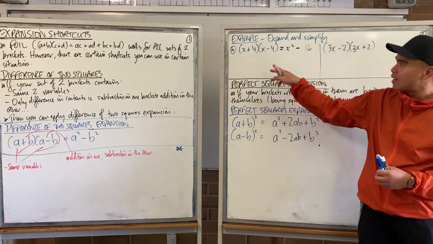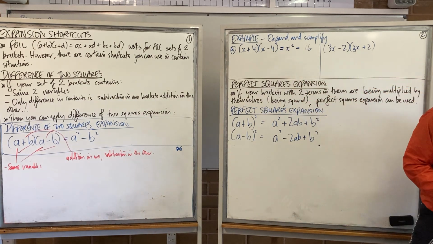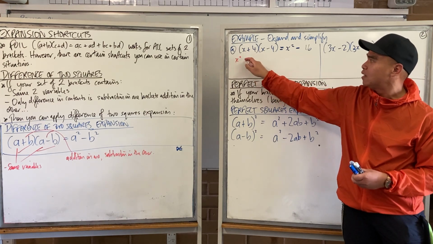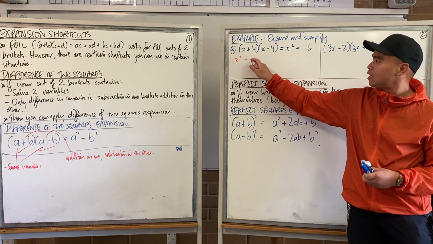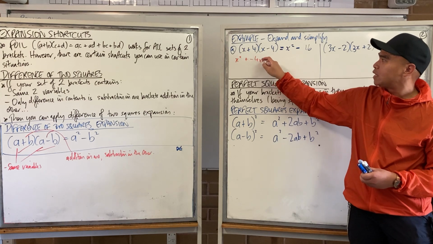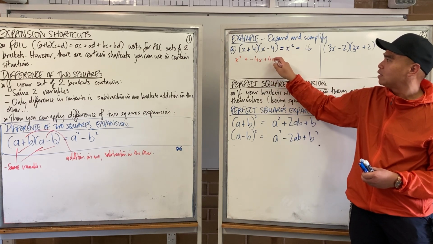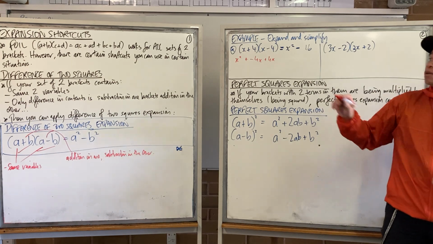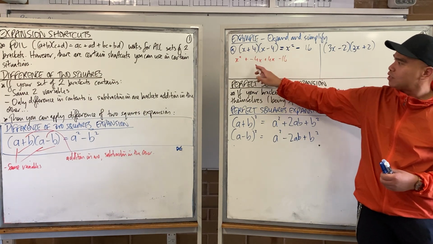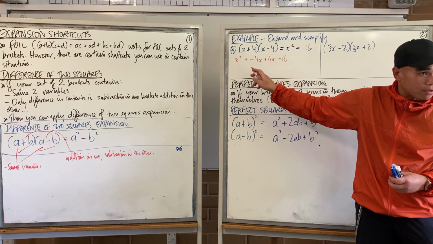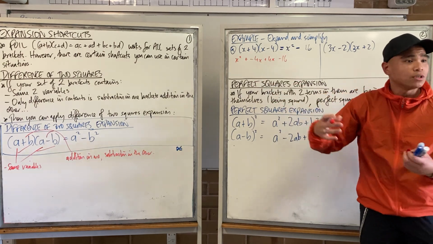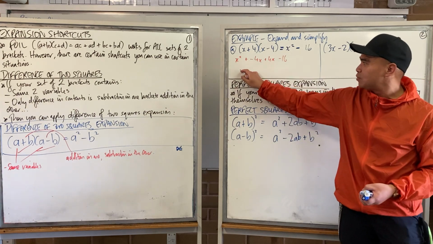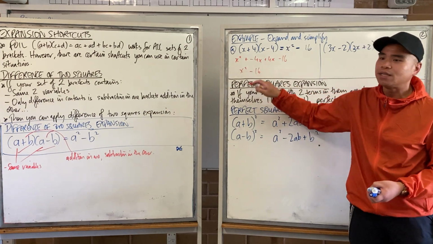Can I show you that this is a shortcut for FOIL? According to FOIL, you're going to do first, so it's going to be x squared, plus outers, negative 4x, plus inners, plus 4x, and lasts, what is 4 times negative 4? Negative 16. What do you notice about these 2? They're going to cancel each other out. Negative 4x and positive 4x, they're going to disappear. So using FOIL, the answer is still x squared take away 16.